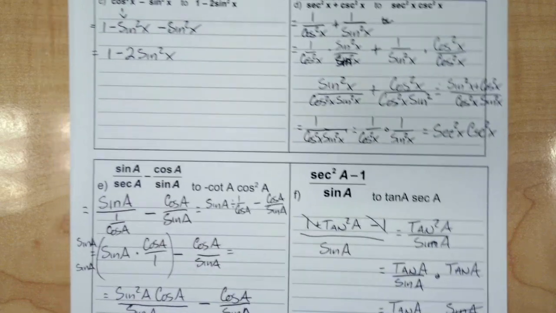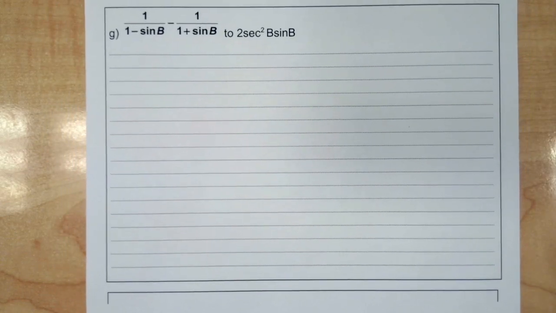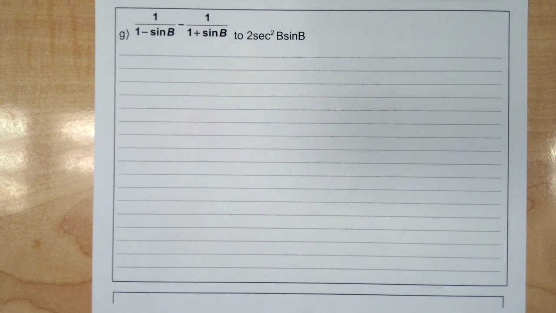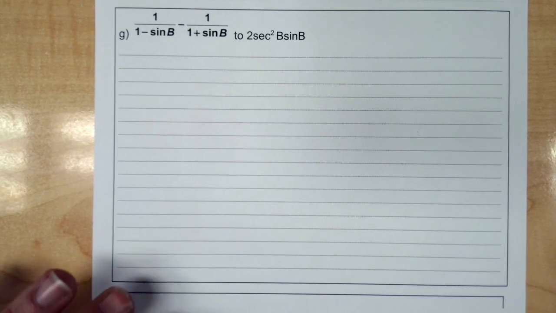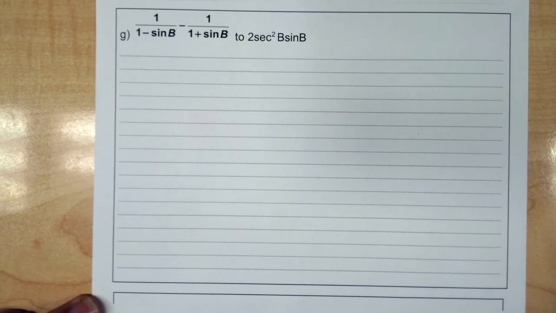Just a couple more, or one more. A little bit of a weird one. We need to turn 1 over 1 minus the sine of b, of an angle, minus 1 over 1 plus the sine of an angle into 2 times the secant squared times the sine. Well, the first thing I see here is not common denominators, and there's no way by multiplying to just change that minus into a plus. But I can create common denominators, which will involve a little bit of foiling, the opposite of factoring.